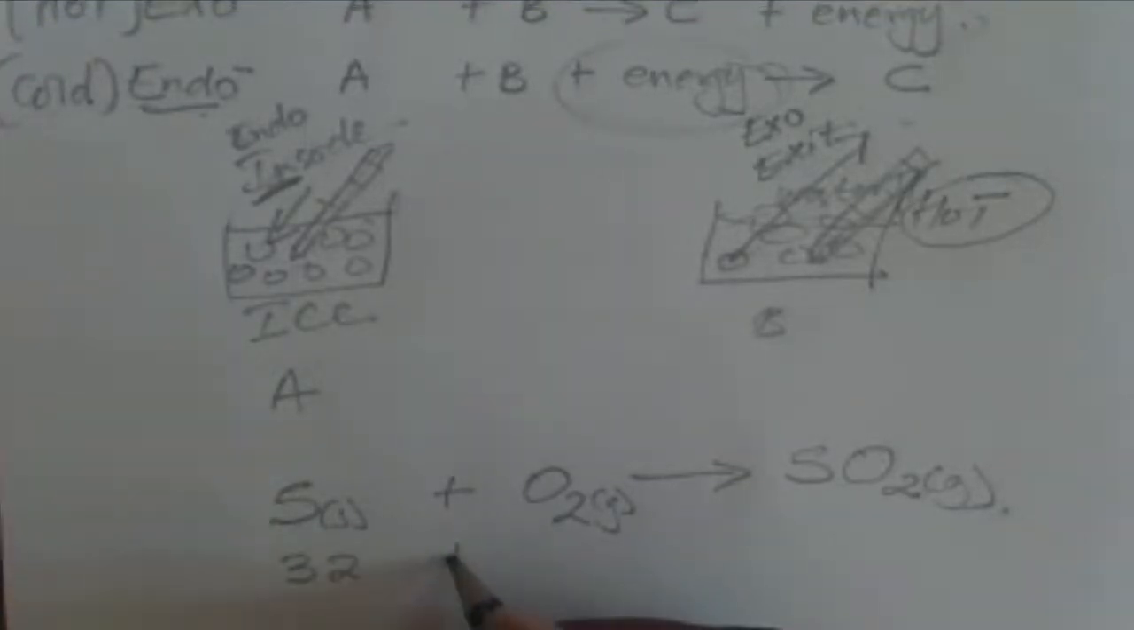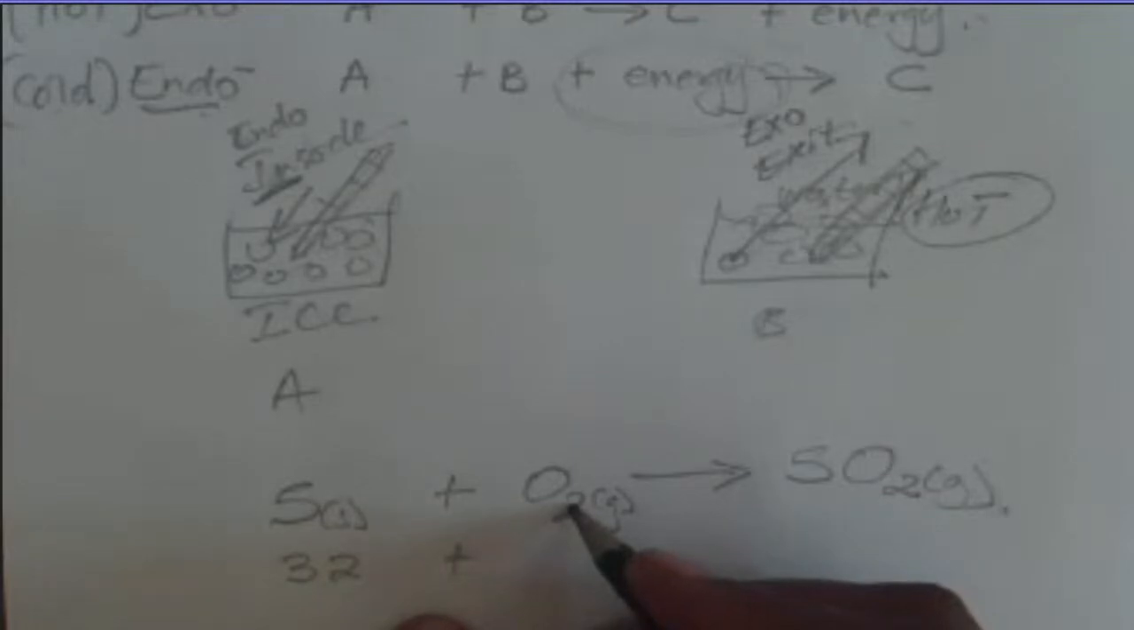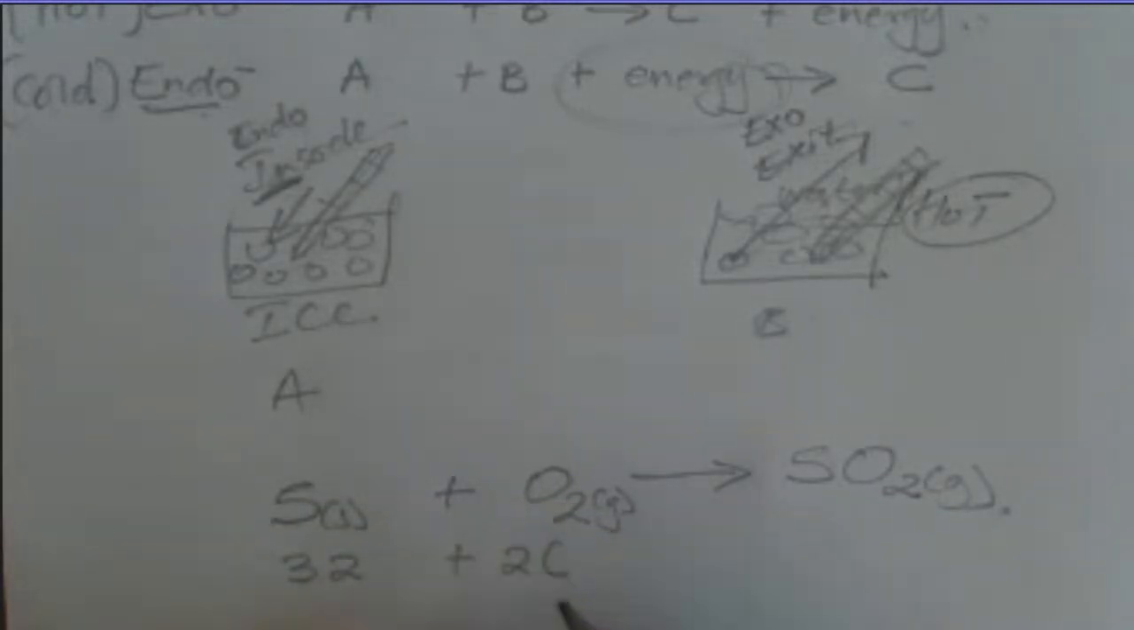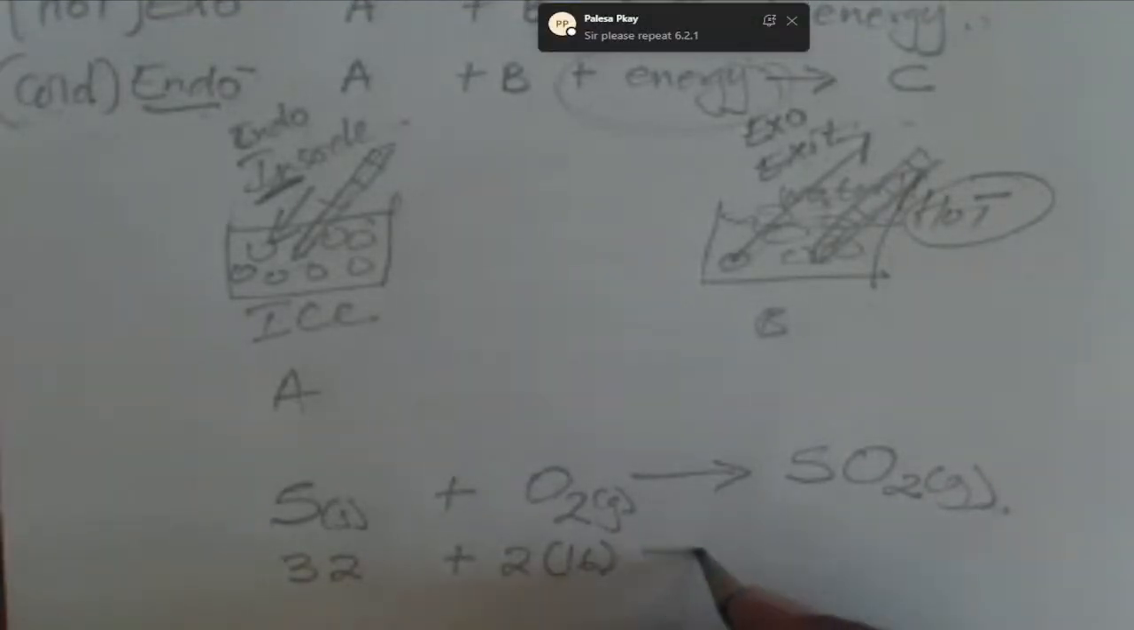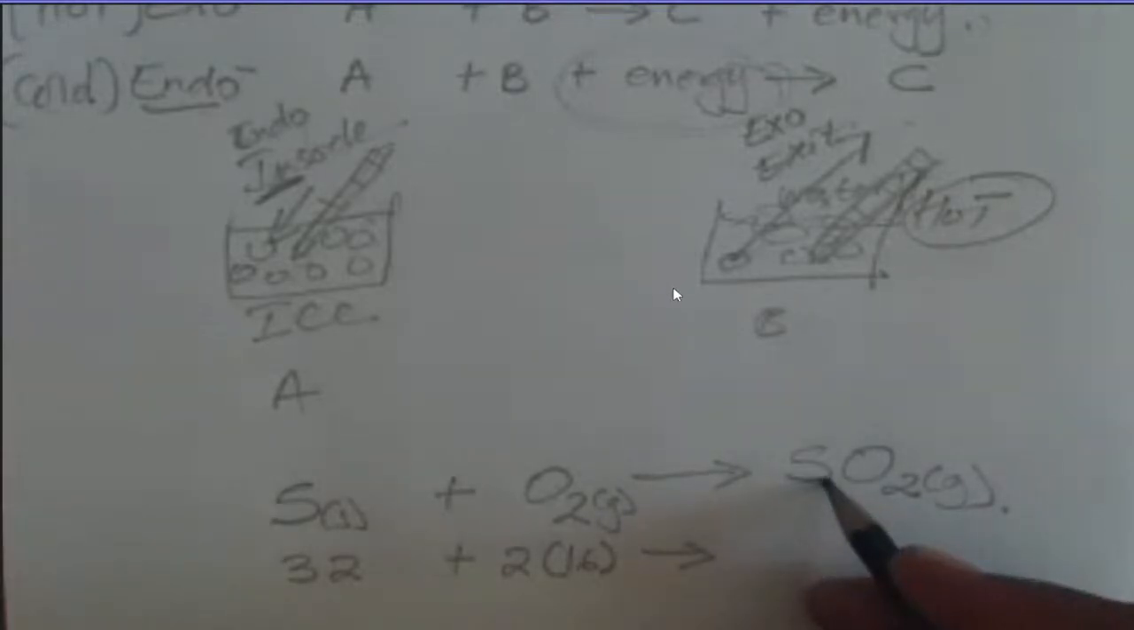If you look at the periodic table, the mass of sulfur there is 32 plus. How many oxygens do I have? I'm having 2 oxygens. But look at the mass of oxygen in the periodic table. So you see this is 16. So that side, I'm having sulfur.